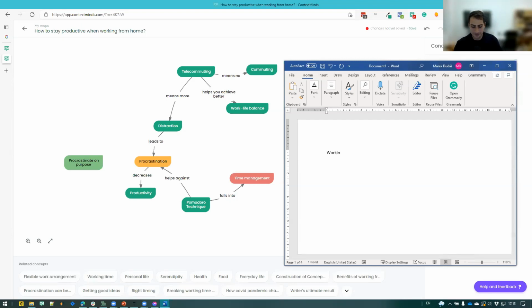Now I have to, of course, think about choosing the right words and things like that, which the concept map does not help me with, but it gives me space to focus only on the words when I have the ideas sorted out. So just to give you an idea, I would write like this: working from home, or commuting, because you don't have to commute to work.